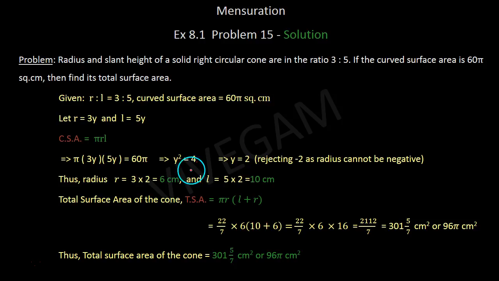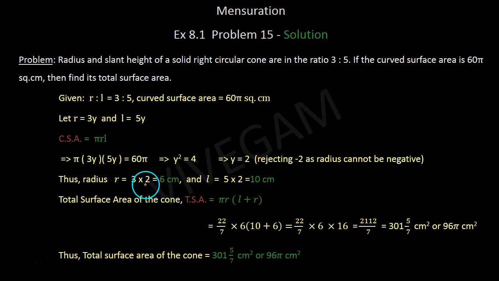Once we know y equal to 2, radius is 3y. So that is 3 into 2, that is equal to 6 centimeter. And slant height is 5y, 5 into 2, that is equal to 10 centimeter. So half the problem is done.